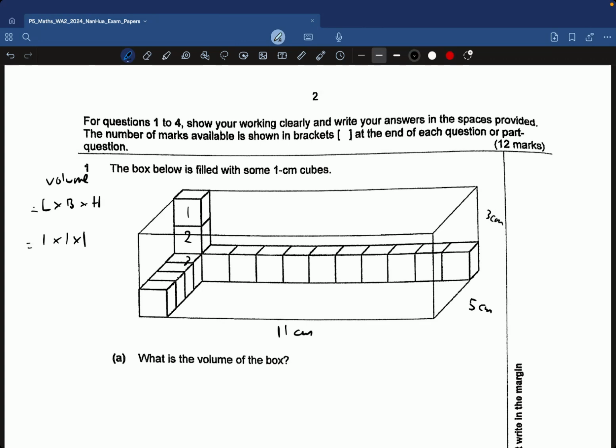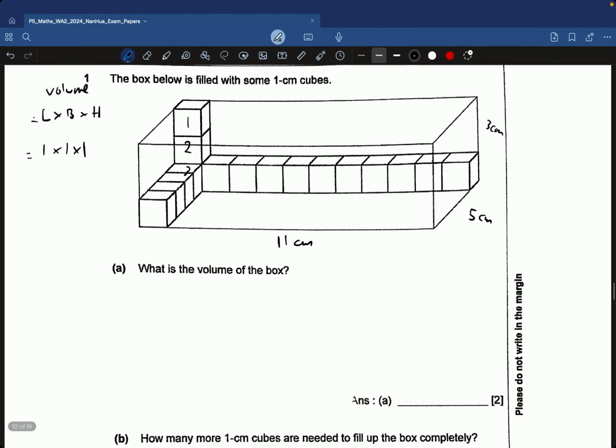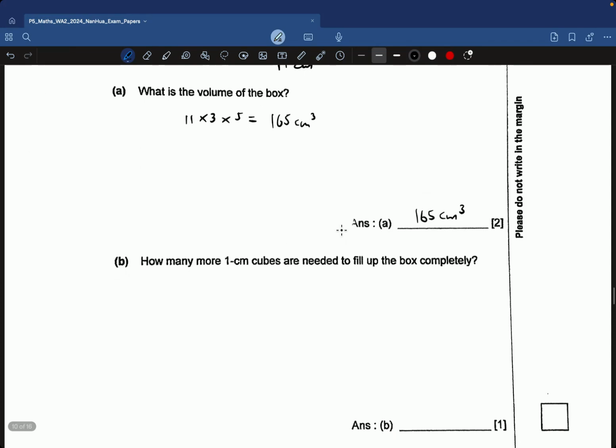So the length times breadth times height is basically 11 times 3 times 5, which gives the answer of 165 centimeter cube. So we're going to put 165 centimeter cube over here. All right, let's move on to the next question.